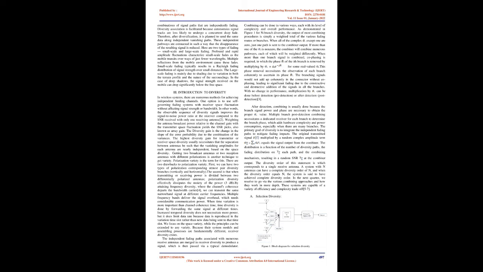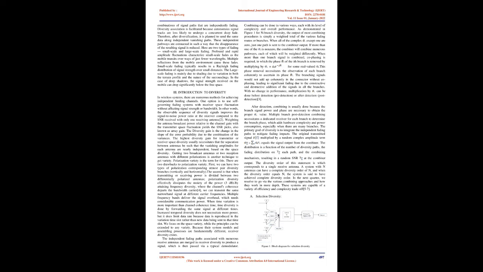Multiple reflections from the mobile environment cause these fades. Small-scale fading typically results in a Rayleigh fading distribution of signal strength over small distances. The large-scale fading is mainly due to shading, due to variation in both the terrain profile and the nature of the surroundings. In the case of deep shadows, the signal strength received on the mobile can drop significantly below the free space.